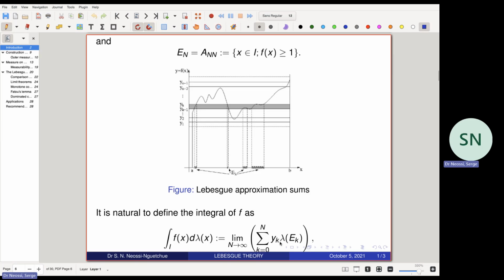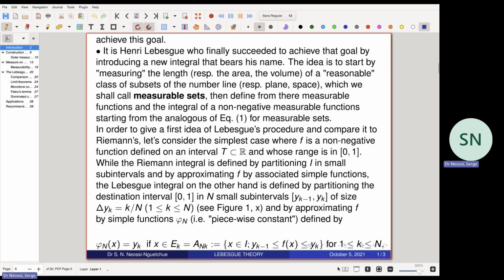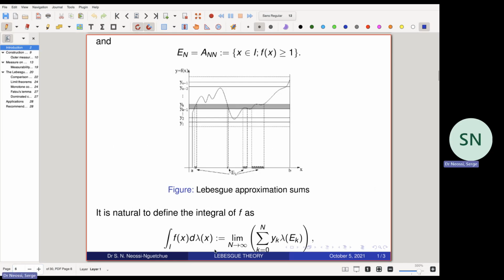y_k is the value taken by the function f for x in E_k. So this is our E_k here. You can see that f(x) is in this interval [y_{k-1}, y_k]. So if x is in E_k, the range of f(x) for an element in E_k will be y_{k-1} up to y_k. So this is how we define the integral of f.